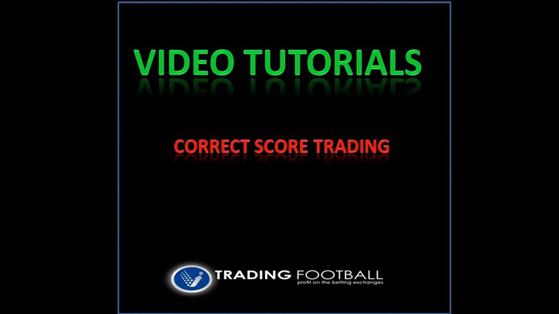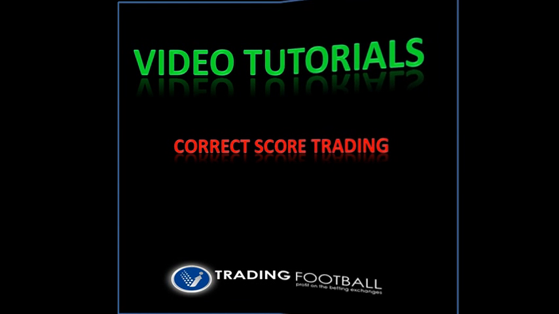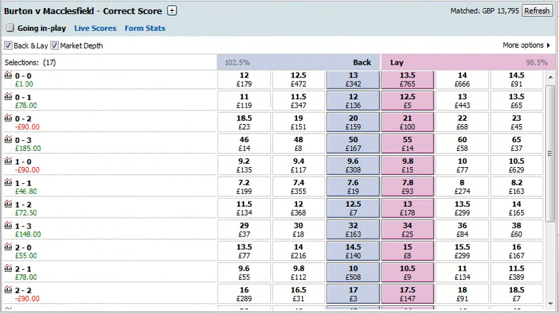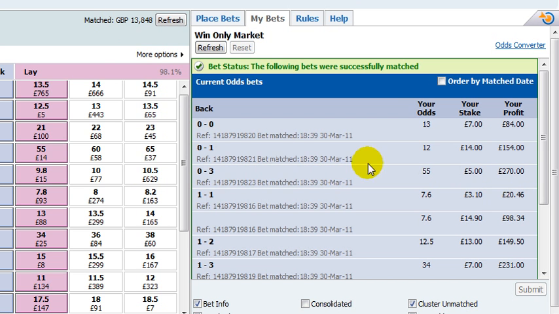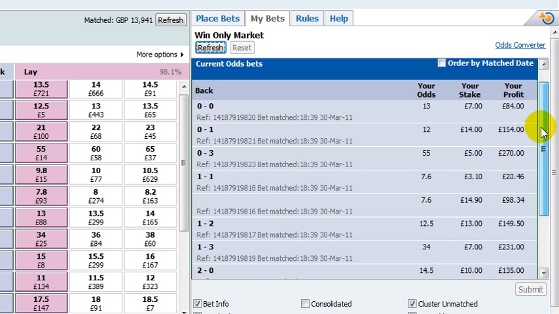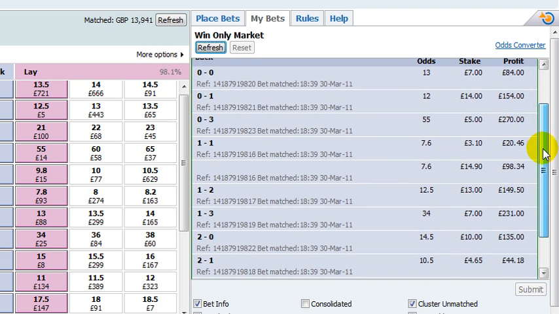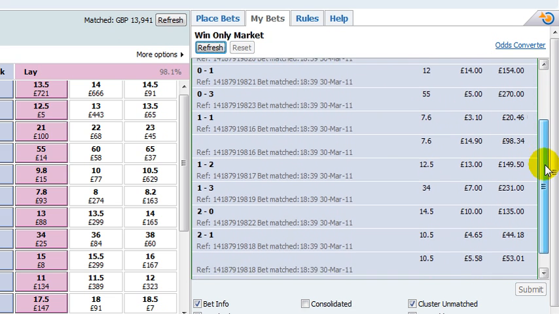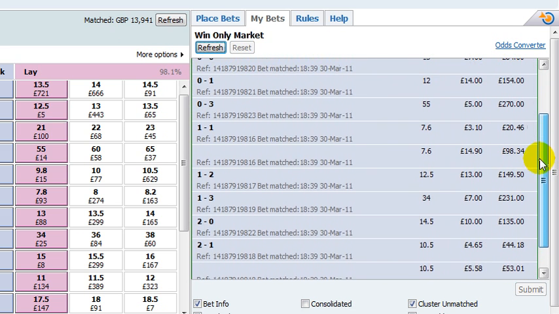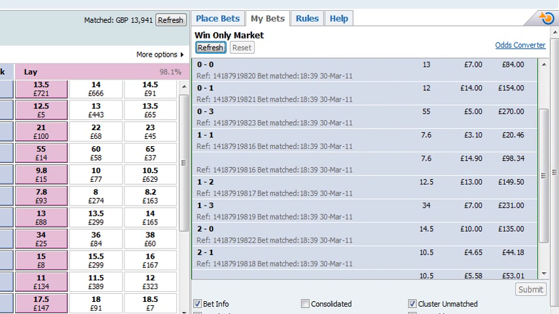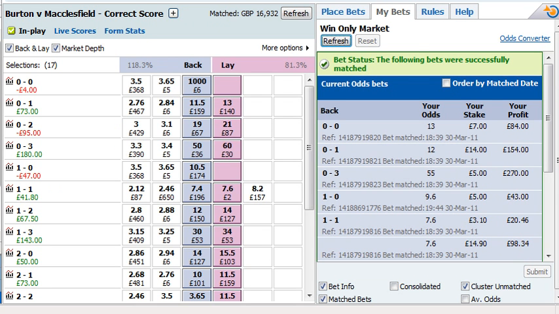And welcome to another tradingfootball.eu video tutorial, and this time we're looking at a classic correct score job. This was a League 2 game between Burton and Macclesfield, far away from the Champions League and other more exotic international fixtures, and we took 8 selections on the correct score market: 0-0, 0-1, 0-3, 1-1, 1-2, 1-2, 2-1, and 3-1.